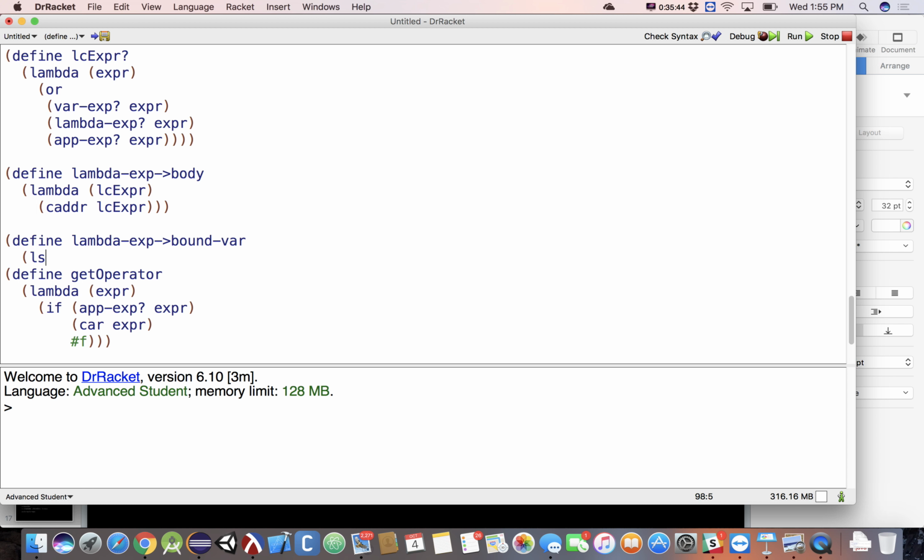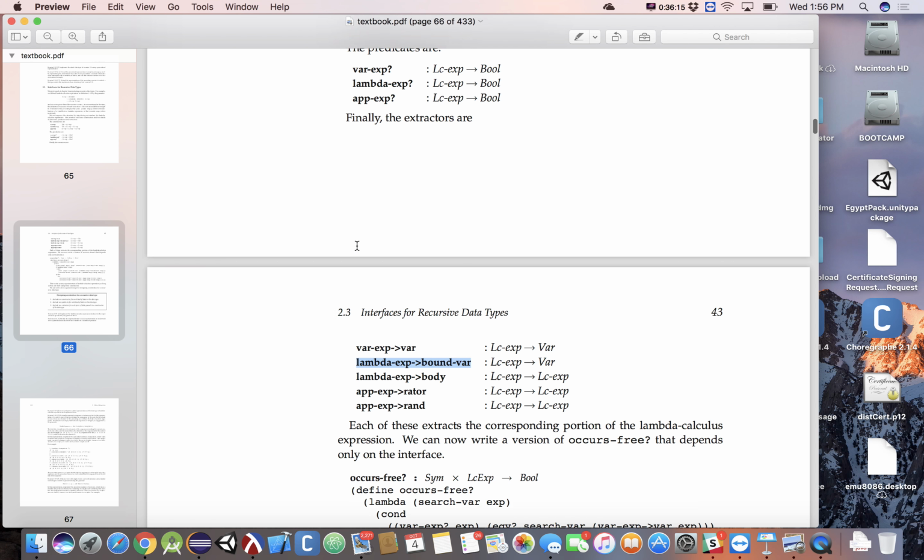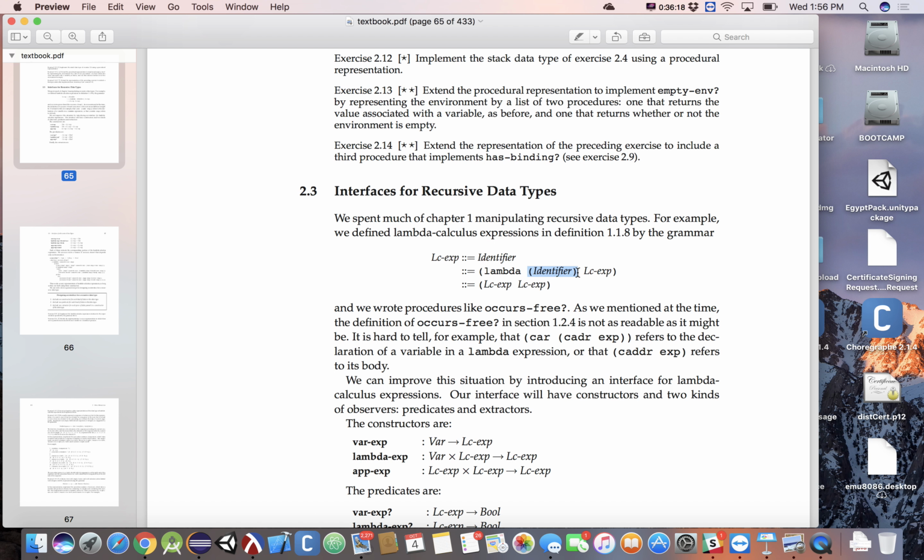This guy is going to be a lambda. Take an Elsi expression. And what's the bound var in a lambda calculus expression? That's the identifier. How do we extract that identifier? CADR, the car of the cooter. Yep, so the cooter, well, hold on. It's the car of the cooter, right? Because that's actually a list. The car of the cooter will give me this piece. The car of the cooter will give me the identifier that lives inside that list. Make sense?